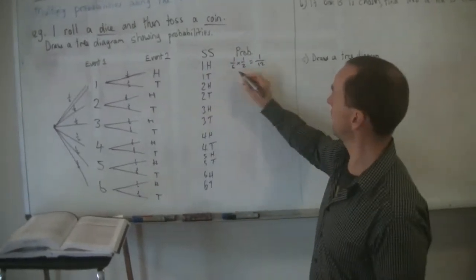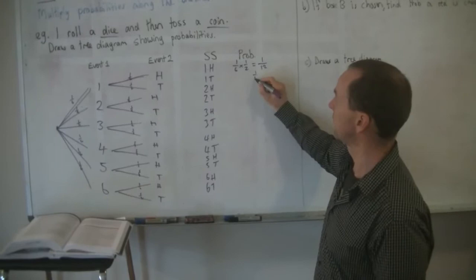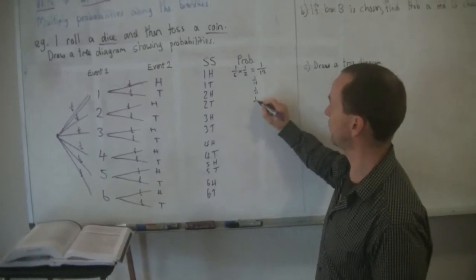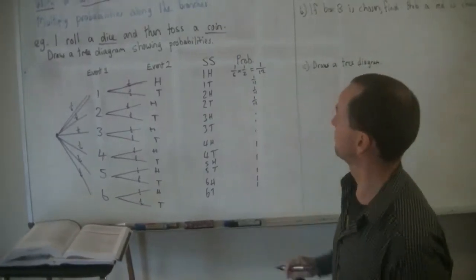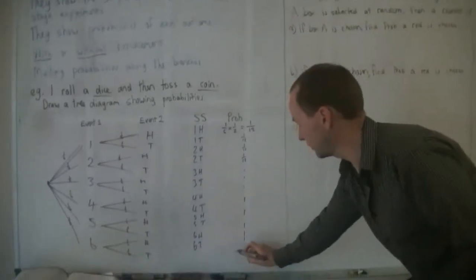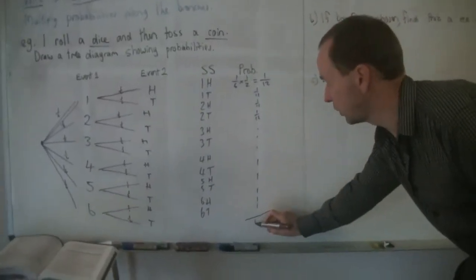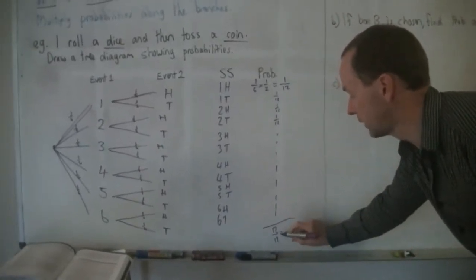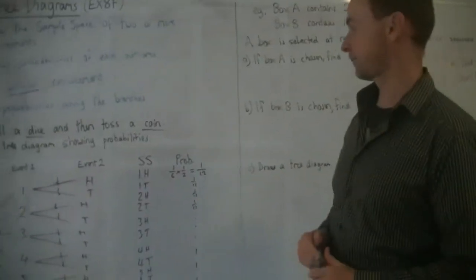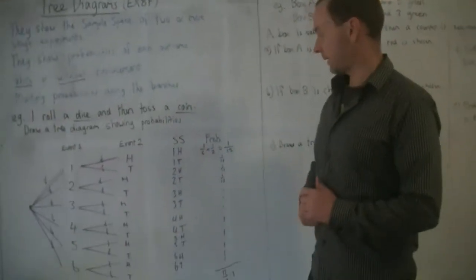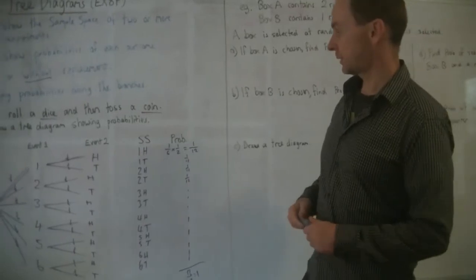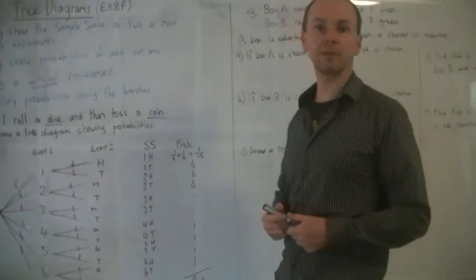Alright, and you do that the whole way, and it's all the same. So it's 1/12, 1/12, 1/12, 1/12, all the way down. Excellent. And the total down there, if you add them all up, should be 12/12, which is 1. And that's exactly what you want for that. And that's pretty much it. So that's the first example.